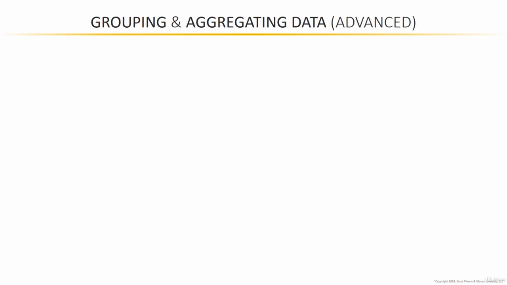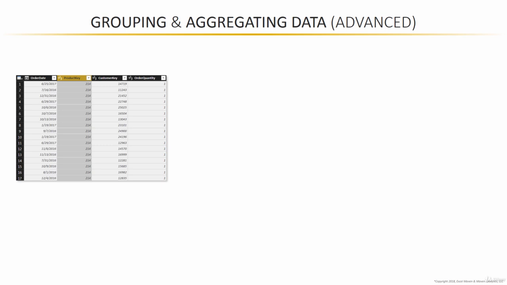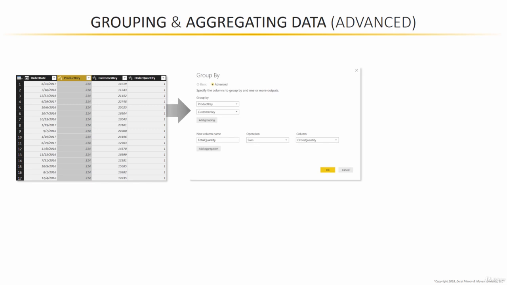Now, one more example using the advanced option. Consider the same exact table that we started with. We're using the same Group By option, but this time looking at the advanced version. Really the only difference between basic and advanced is that advanced allows you to specify multiple columns, or additional columns, to group by.